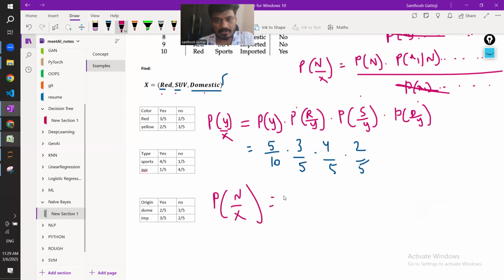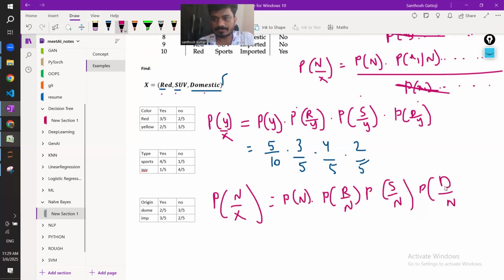Similarly, when you go for the probability of X with respect to N, no, it will have the probability of first no, into the probability of given no, what is red, correct? Now probability of given no, what is SUV, and probability of given no, what is domestic. Domestic. Okay. So now you know what is probability of P by N?